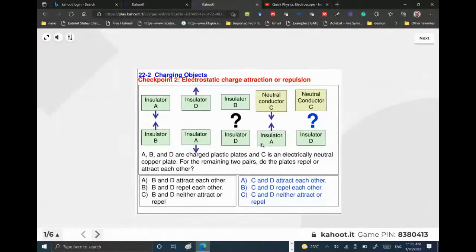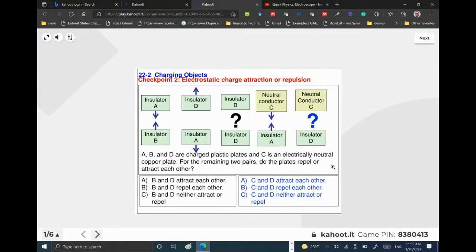All right, so now we have a neutral conductor and an insulator A. The neutral conductor C and the insulator A attract each other. The question is, if you bring insulator D and a neutral conductor C, what will happen? Will they attract or will they repel? We have three choices, A, B, or C. Let me give you time to think about it first.